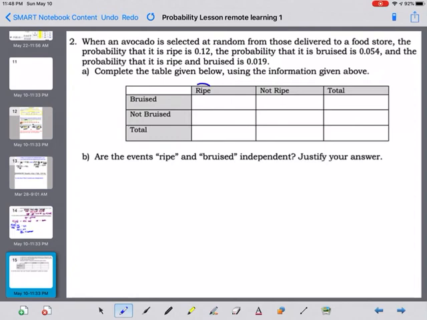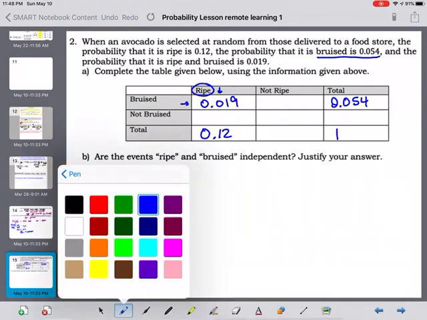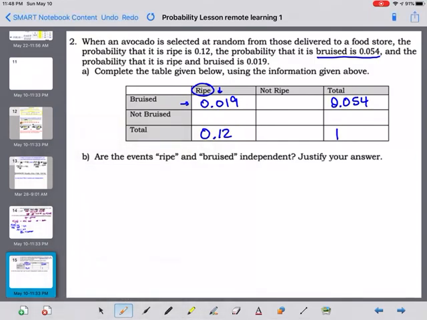So it tells me that the probability that it's ripe is 0.12. So I'm going to go to ripe, and that's 0.12. Since I'm working in probabilities, I know my total is 1, because 1 means that every possible option has happened. The probability that it's bruised is 0.054, so I go to bruised, and then it's 0.054. The probability that it's ripe and bruised is 0.019.